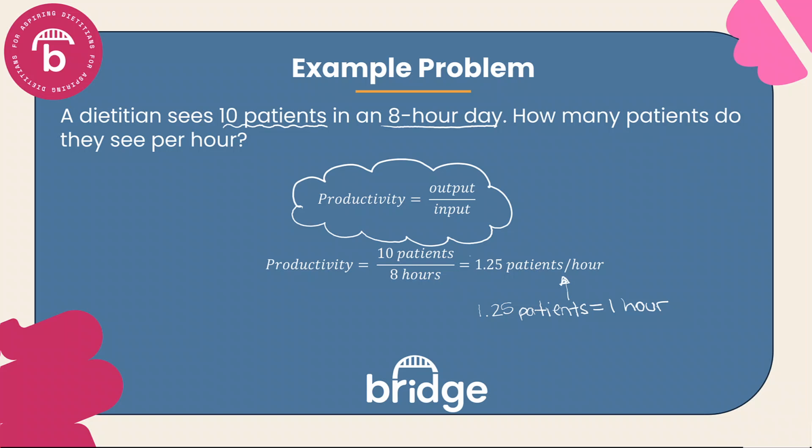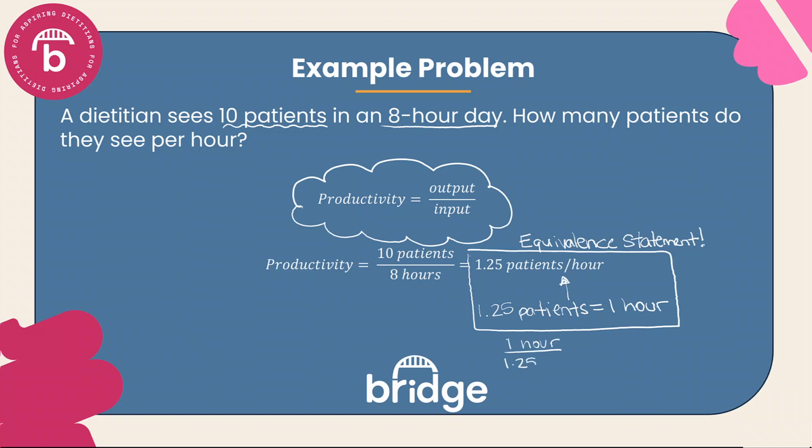Because another way of writing this productivity statement is to write it as an equal sign, that you'll see 1.25 patients in every 1 hour. Since these two variables are equal to each other, we could also write the fraction 1 hour is the length of time it takes you to see 1.25 patients.